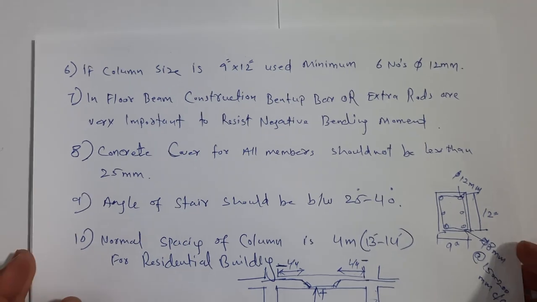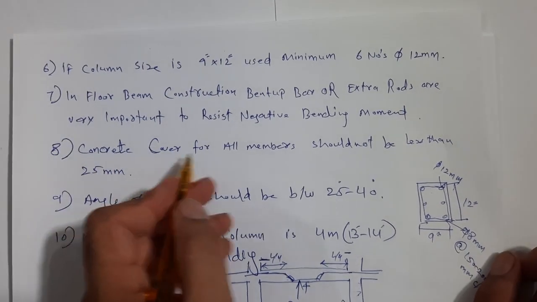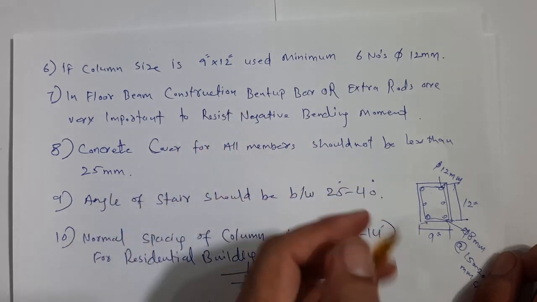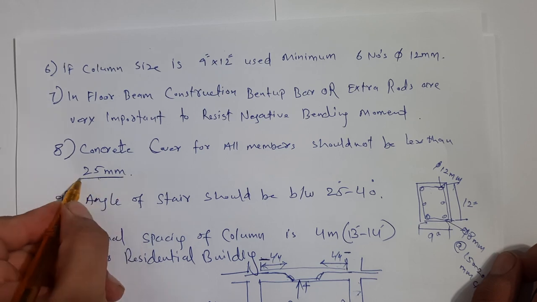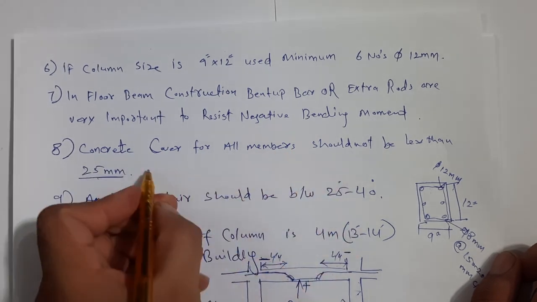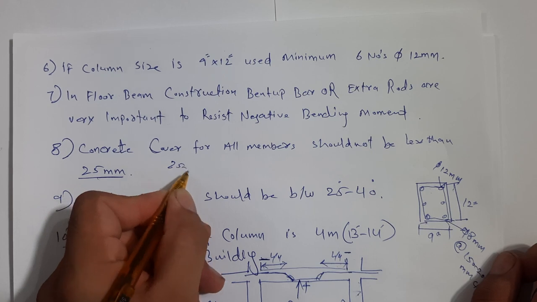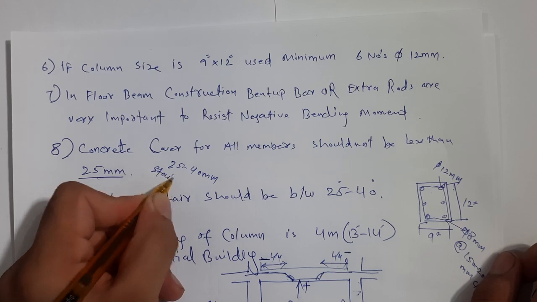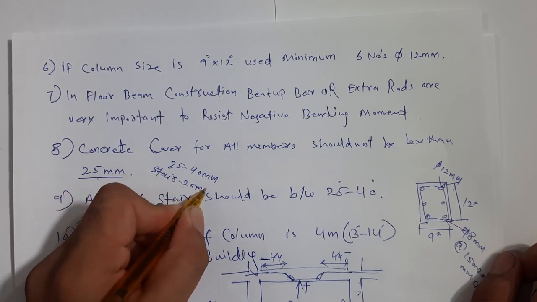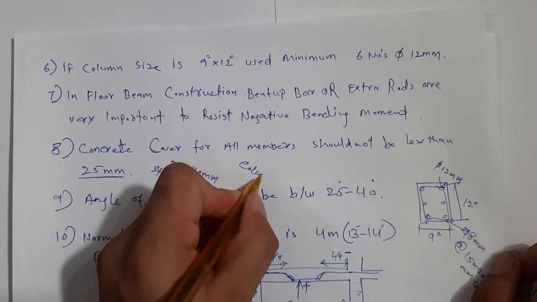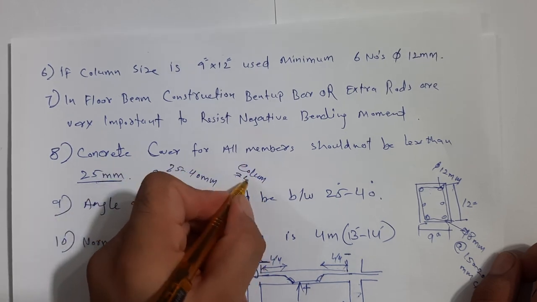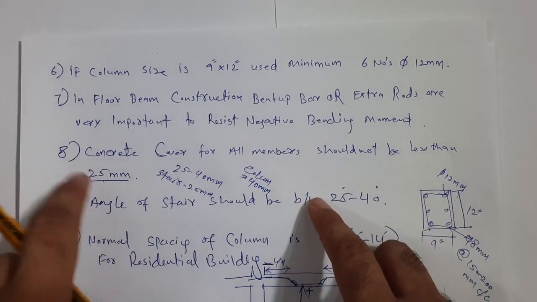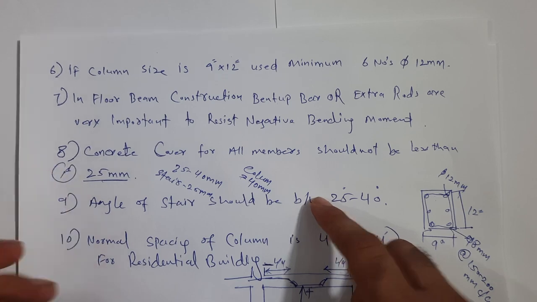Okay, the next one is, guys, the 8th one is concrete cover for all members, if that is beam, column, slab, okay, or waist of the stair. So it should not be less than 25 mm, but for slab you can use from 25 to 40 mm. For stair you can keep up to 25 mm. Okay, for column you can use up to 40 mm. Okay, so this is very important. It should not be less than 25 mm or 1 inch.